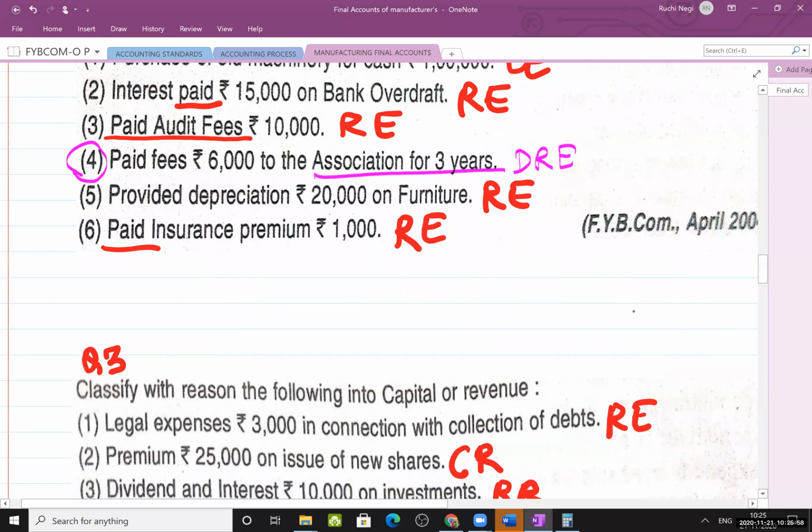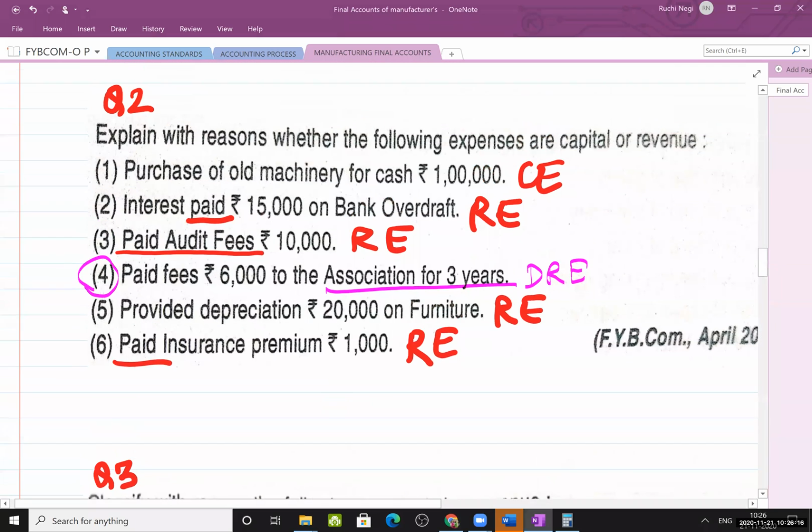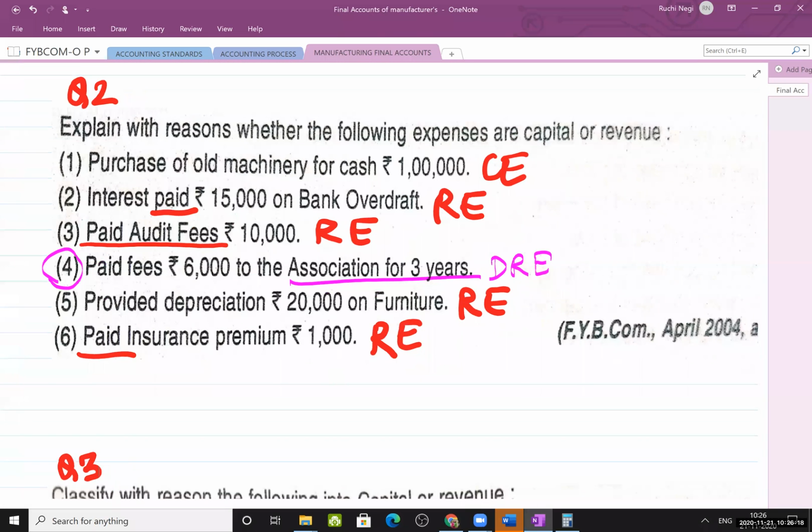And how will you recognize this in exam? Yeah, they will give you the words like expenses paid for 4 years, expenses paid for 3 years, expenses paid for 2 years, like this. Or they will use the word heavy expenditure. Okay. So let us come to this question. Question number 2. Purchase of old machinery for cash 1 lakh.